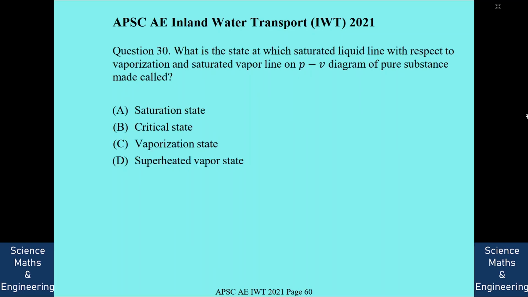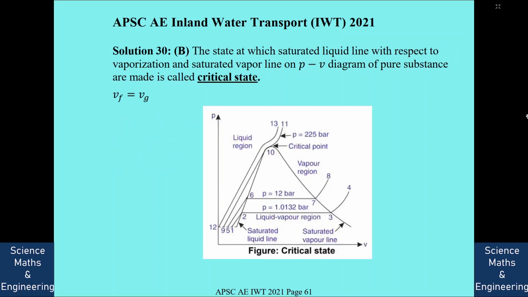Next, what is the state at which the saturated liquid line with respect to vaporization and the saturated vapor line on the PV diagram of a pure substance meet called? Is it the saturation state, the critical state, the vaporization state, or the superheated vapor state? So the answer is, it is known as the critical state. Here Vf would be equal to Vfg.